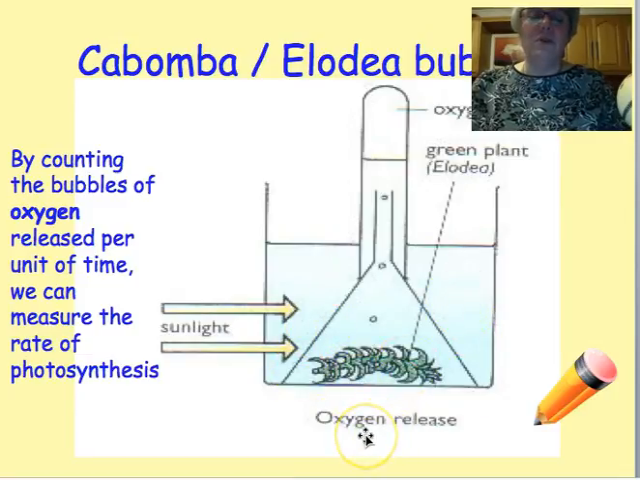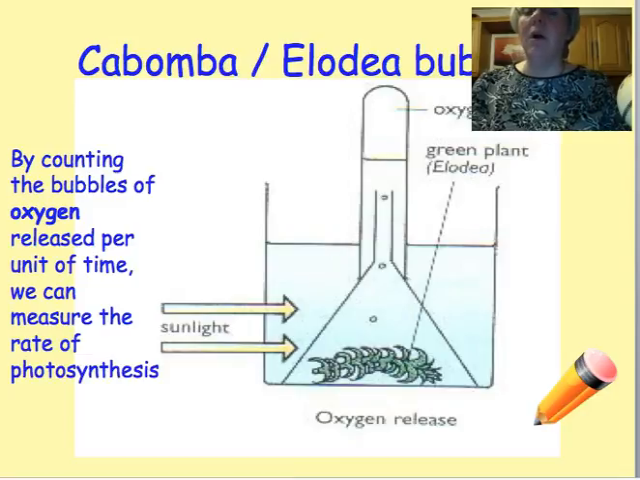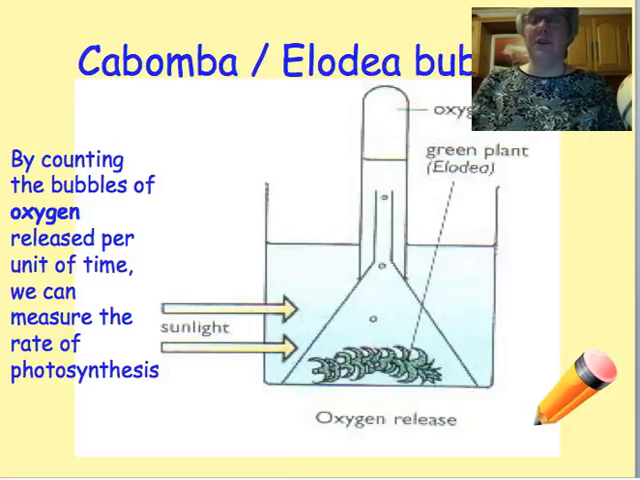You could change the light intensity or the bicarbonate solution, and you could count, again, the number of bubbles, or you're trapping the oxygen up here, so you could actually measure. If this was a measuring cylinder, for example, you could measure the volume of oxygen that's been produced here.